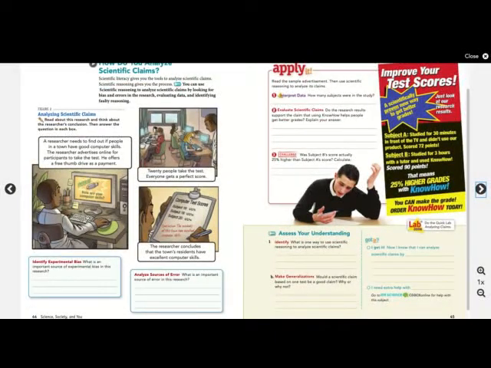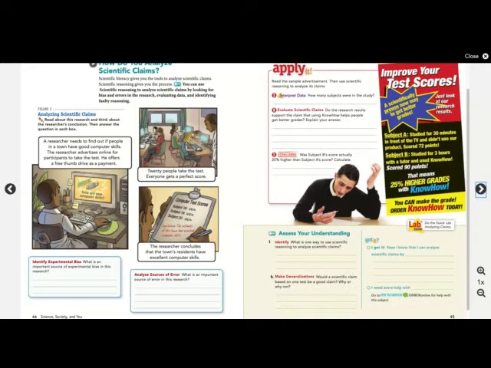It says, analyzing scientific claims. Read about this research and think about the researcher's conclusion, then answer the question in the box. So we have, a researcher needs to find out if people in a town have good computer skills. The researcher advertises online for participants to take the test. He offers a free thumb drive as a payment.